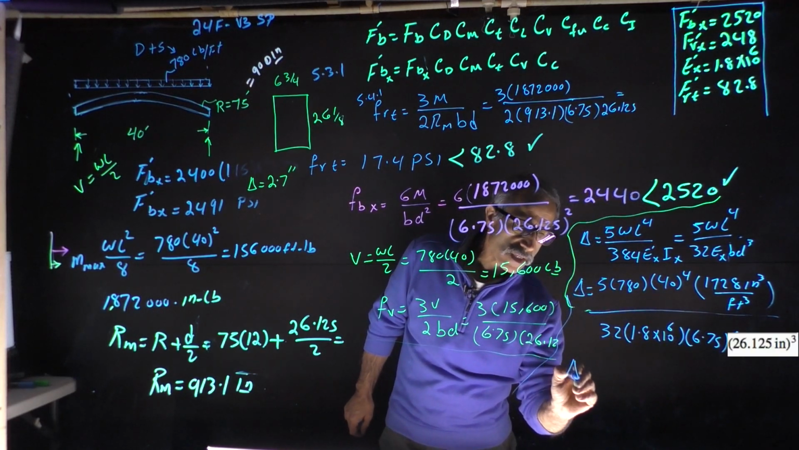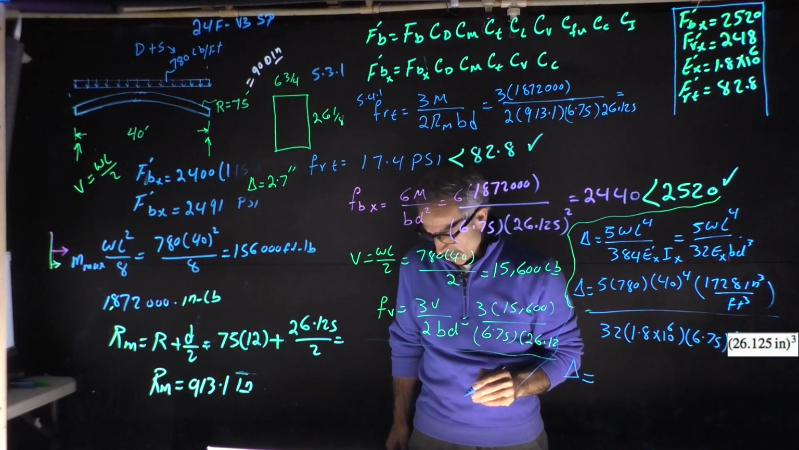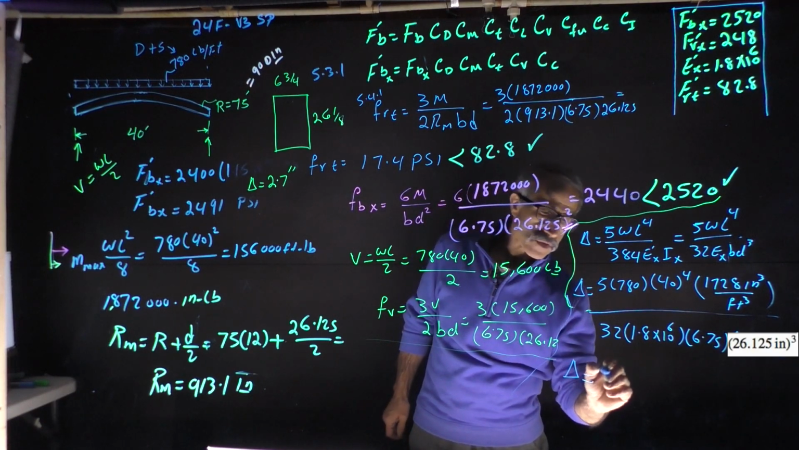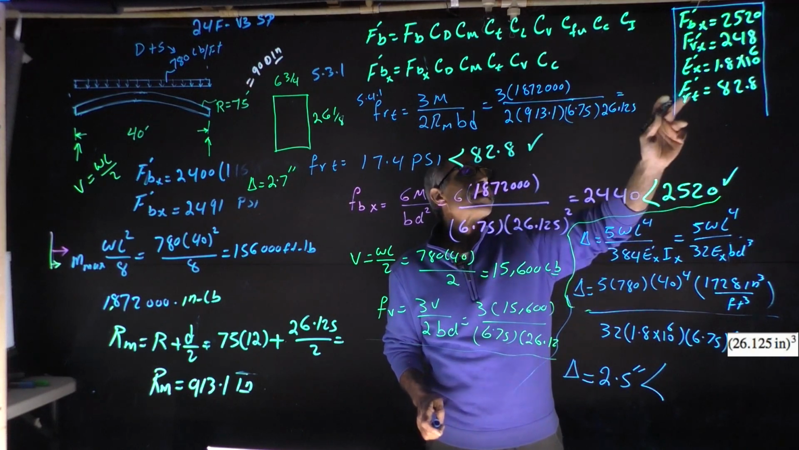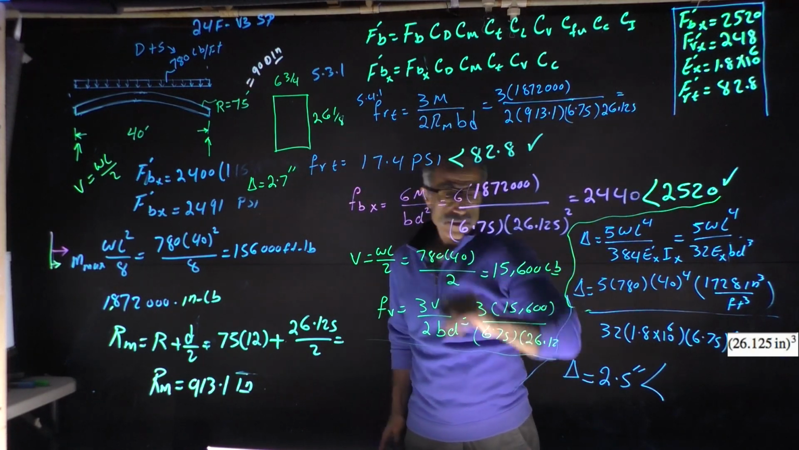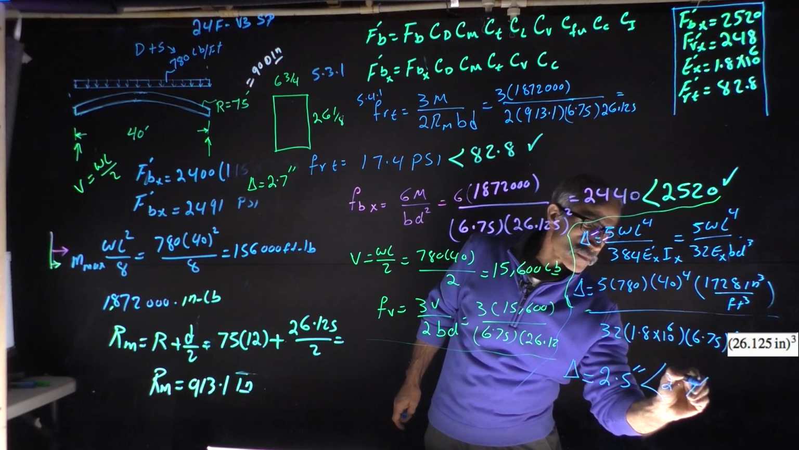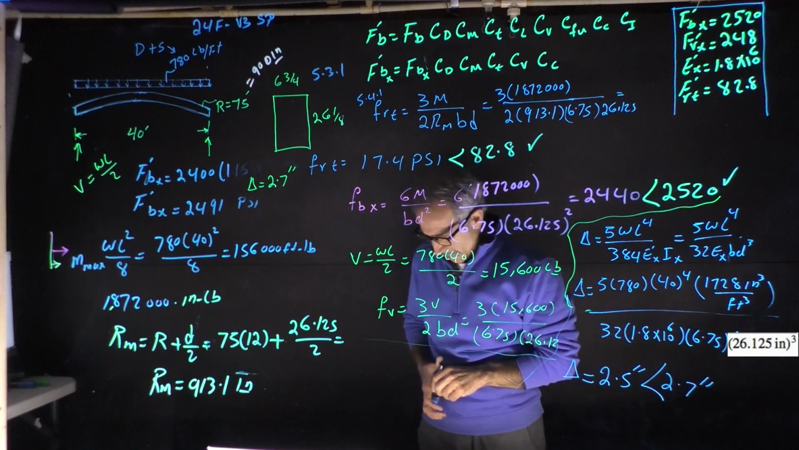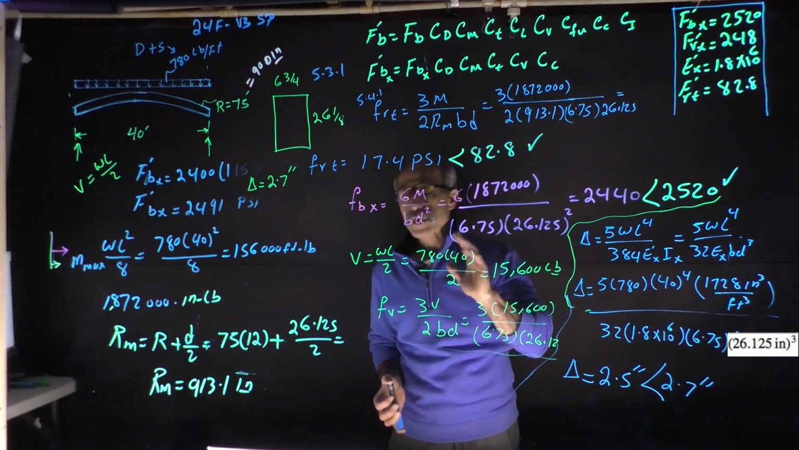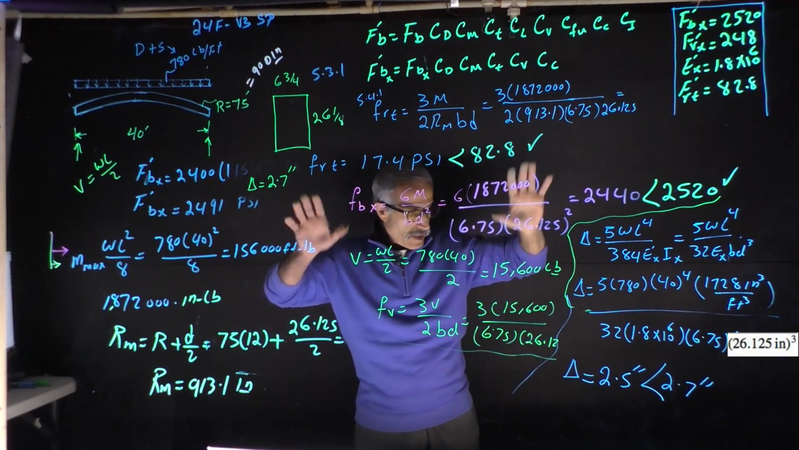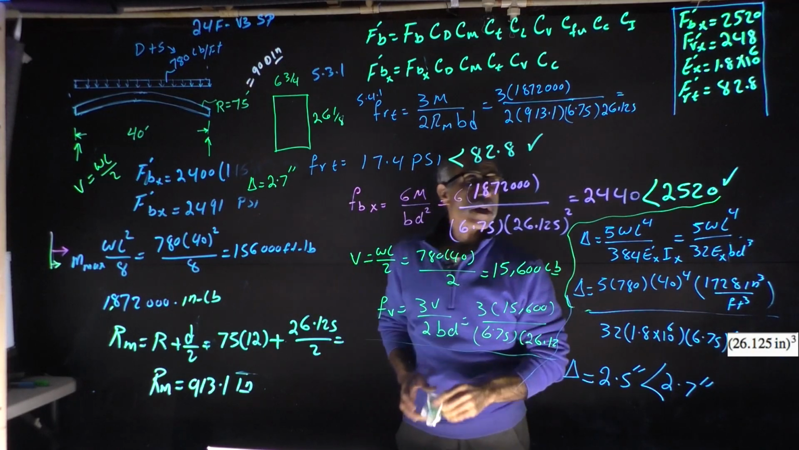So my delta is coming out to 2.5 inches, and that is less than 2.7. Deflection checked out. All right. So there's one more thing we're going to check out, and this is kind of a little bit different, has a twist to it. Give me a second. Let me erase this, and we'll tell you how we're going to do that.